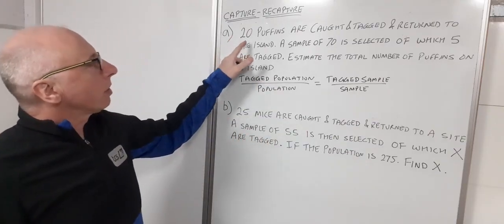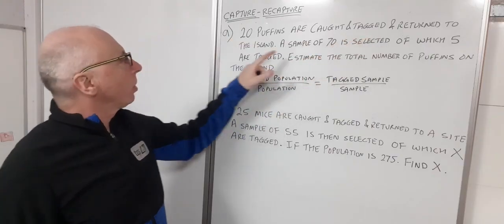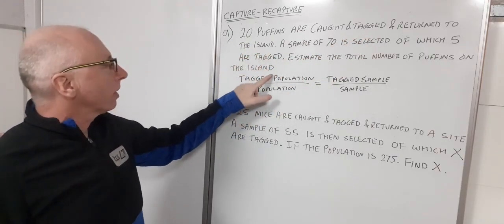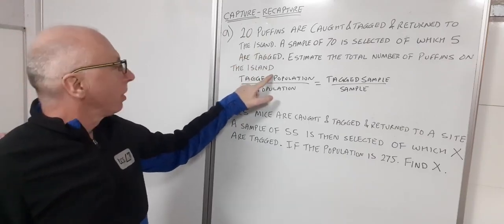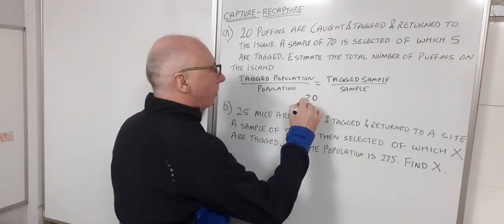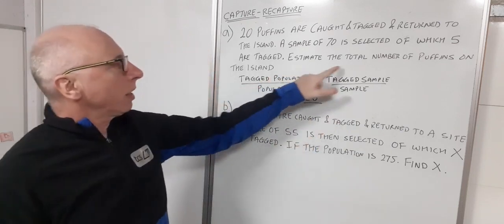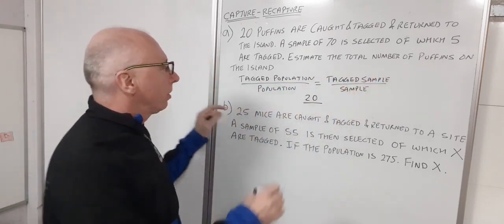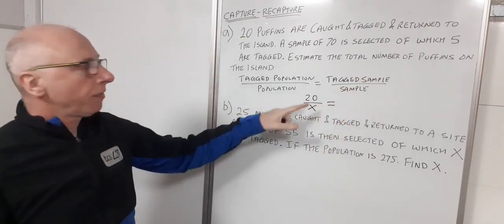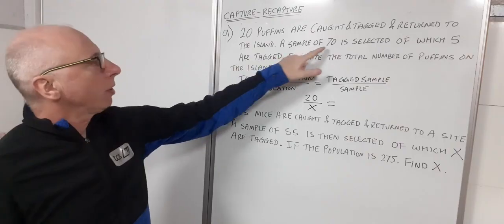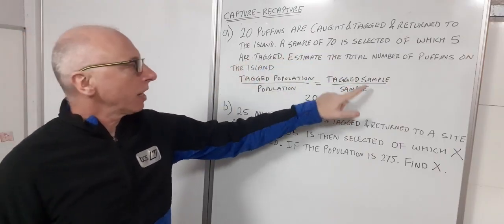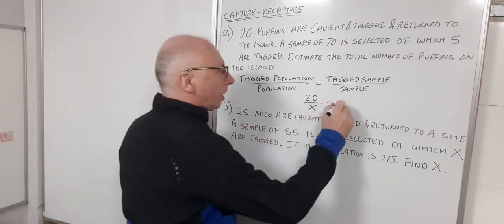So 20 puffins are caught and tagged and returned to the island. So the population tagged there will be 20. So I can put 20 divided by, we need to estimate the total number of puffins on the island. So the population there is what we're looking for. And then from the sample, we've got a sample of 70, of which 5 are tagged. So that will give us 5 tagged, 70 in the sample.